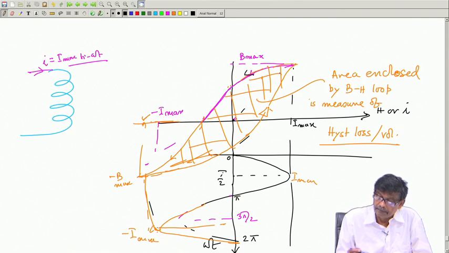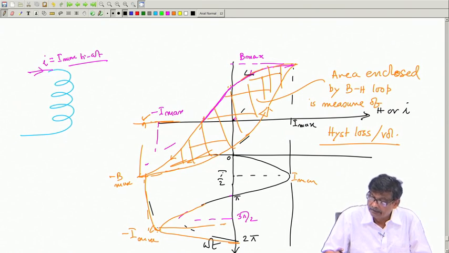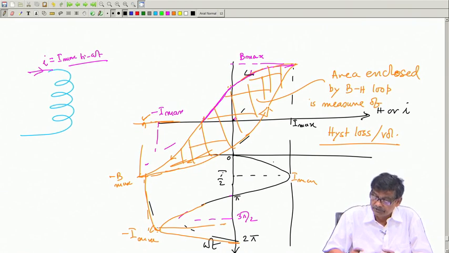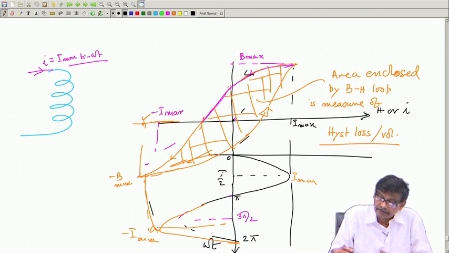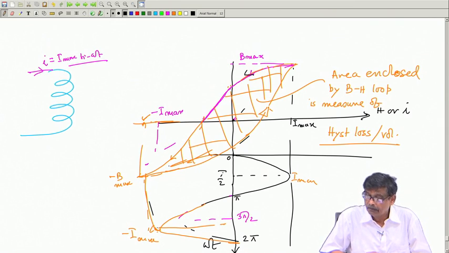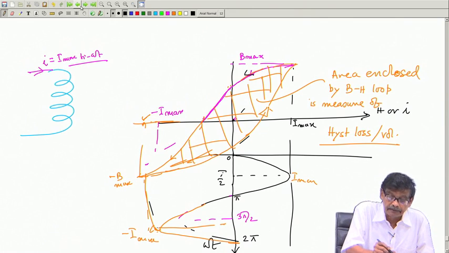Then I was telling that I will show you that the energy absorbed by the coil when current makes a full cycle of variation from 0 to I max to minus I max and back to 0, the area enclosed by the BH curve will represent hysteresis loss per unit volume. That is what we will be doing.